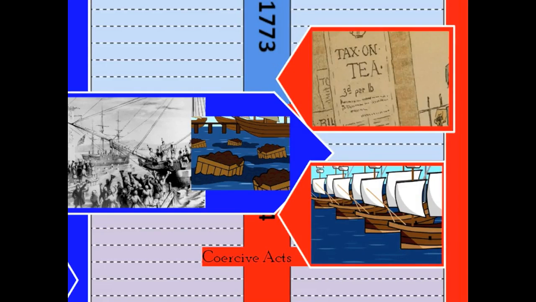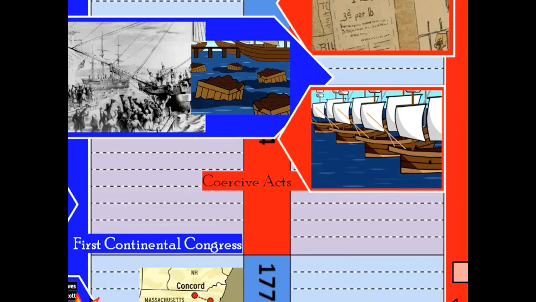So the Coercive Acts limit the colonial legislatures. They limit their trade. They cut them off from trade with other colonies, and it's meant as a punishment to Boston for what they'd done or allowed to have happen.